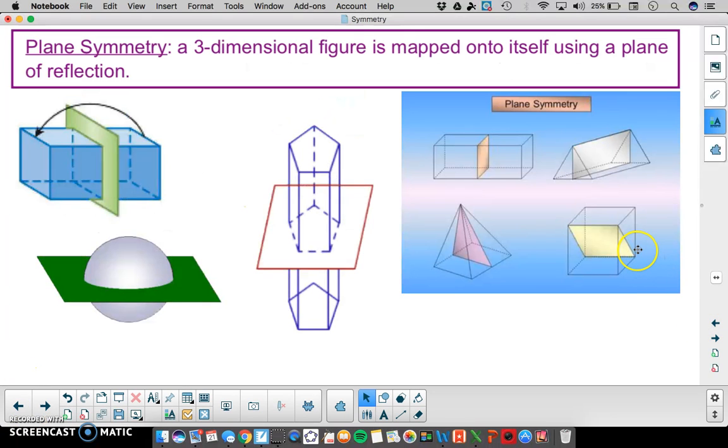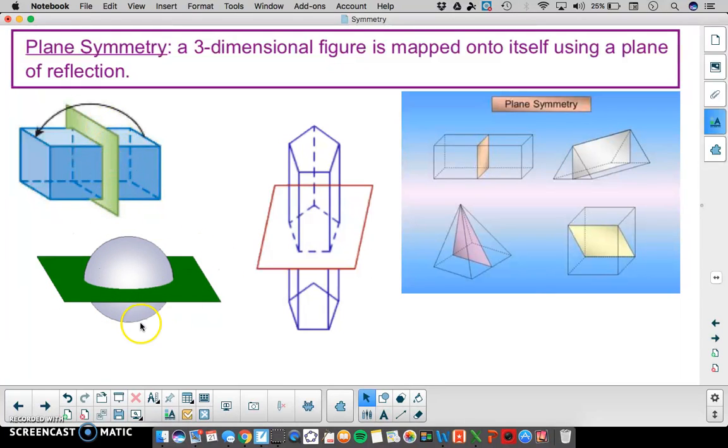Now we're going to talk about plane symmetry. This is a symmetry in 3-dimensional figures, where the figure is mapped onto itself using a plane of reflection. So this was the original image we saw on one of our first slides. This green surface is actually slicing through and creating what's called a cross section of that rectangular prism and cutting it into 2 congruent rectangular prisms. So this rectangular prism is the exact same as this rectangular prism over here. That's why we can say that's symmetrical about that plane.